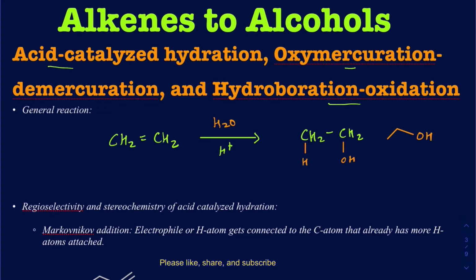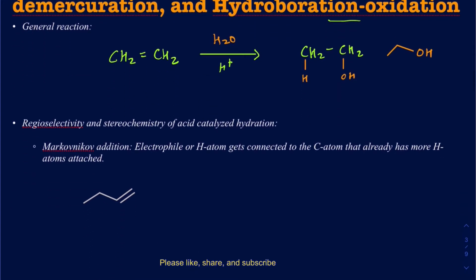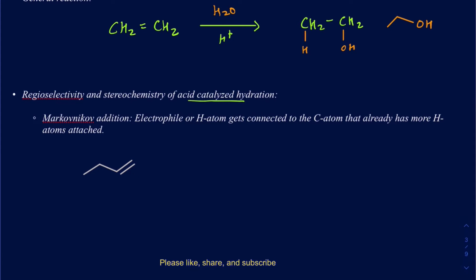Now that's your generic reaction, but you've got to be really careful with the regioselectivity and the stereochemistry of these reactions. I'm going to talk first about the acid-catalyzed hydration. In the acid-catalyzed hydration, the regioselectivity is going to be the Markovnikov addition, where the electrophile, or the hydrogen, gets connected to the carbon that already has more hydrogen atoms attached. I'm not really going to draw the hydrogens here because it's important to get in the habit of knowing where the hydrogen is going to go without drawing all the hydrogens on the skeleton structure.